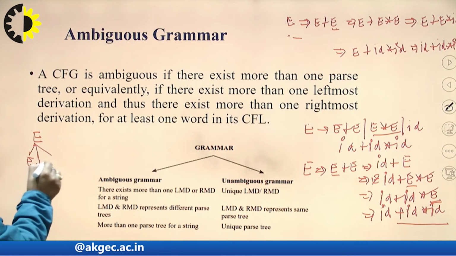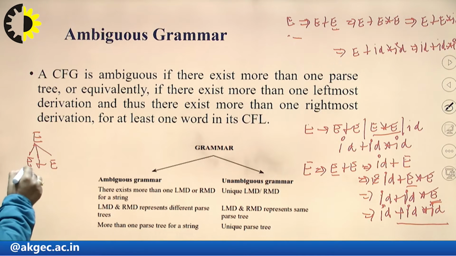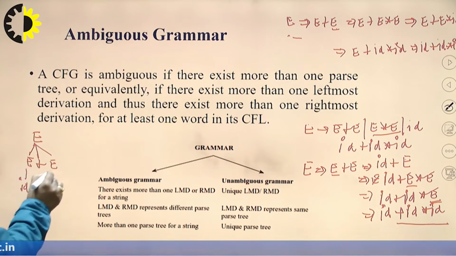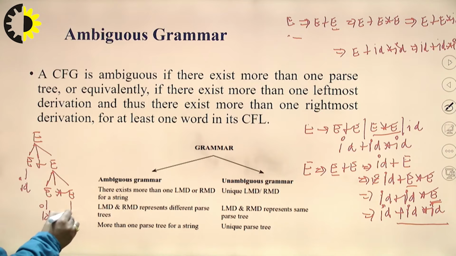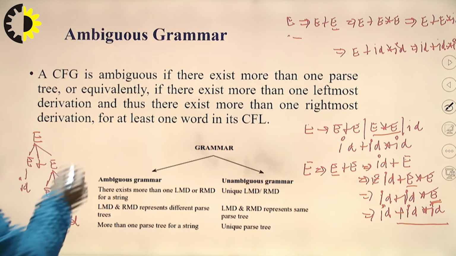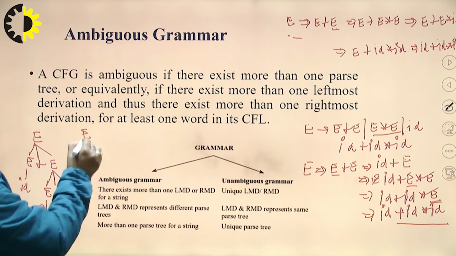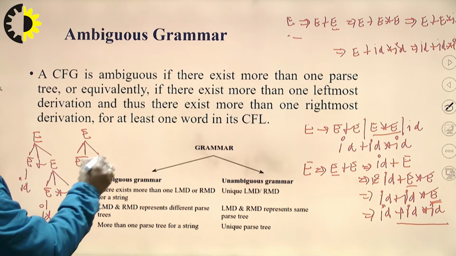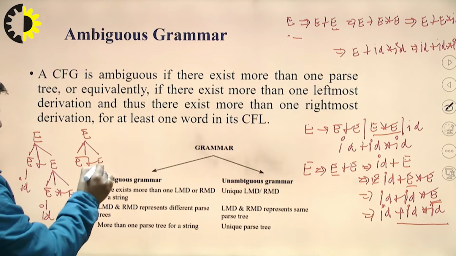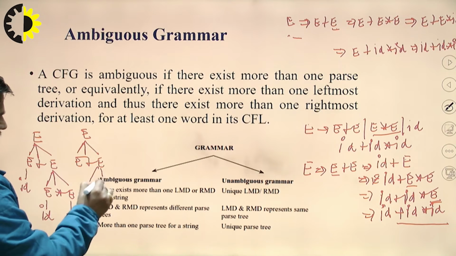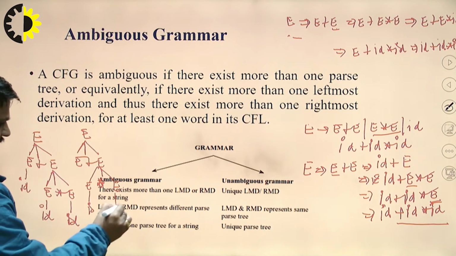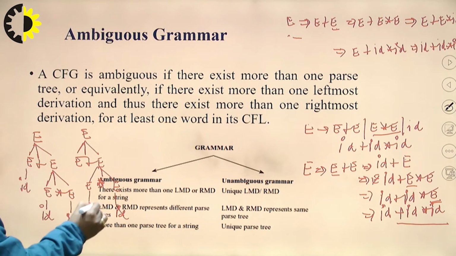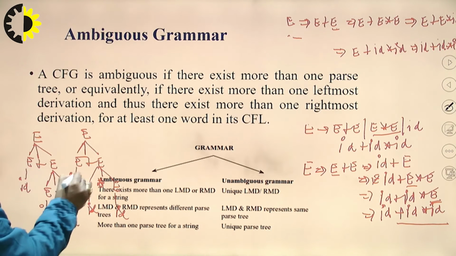If you think of the derivations, you can see here E derives E plus E. If you think about the leftmost, this E gets replaced by the ID. After that, this E gets expanded by E multiply E. After that, this E gets replaced by the ID, and after that, this E gets replaced by the ID. If you think about the rightmost derivation, you will replace this by E plus E. After that, this E gets replaced by E multiply E. After that, this E gets replaced by the ID, and then the next E by the ID, and after that, the last E by the ID.